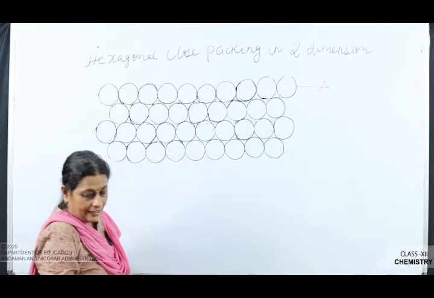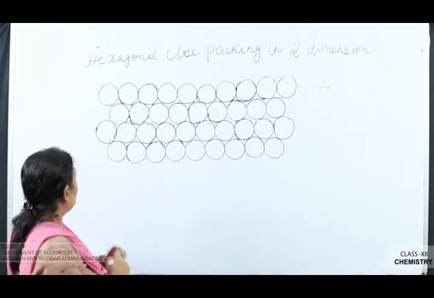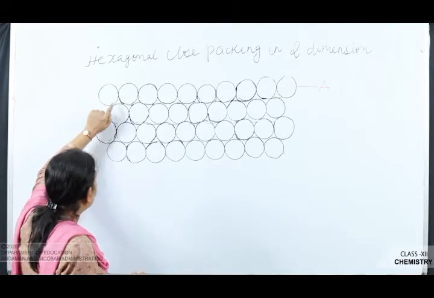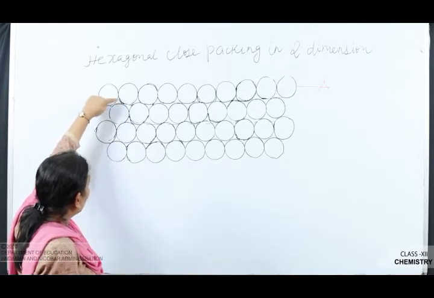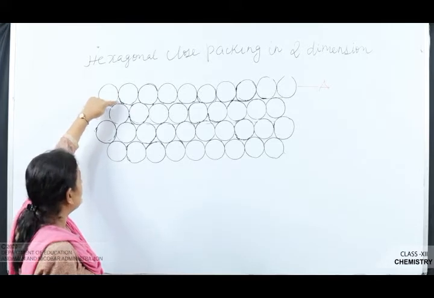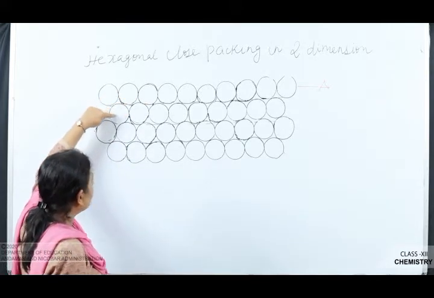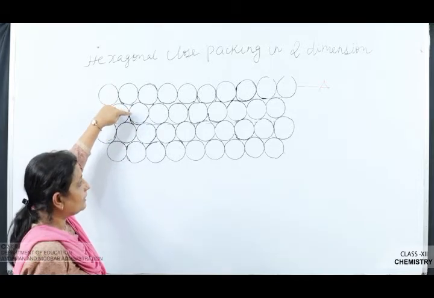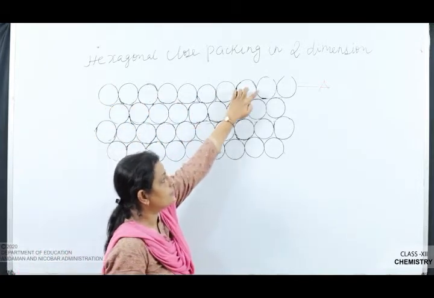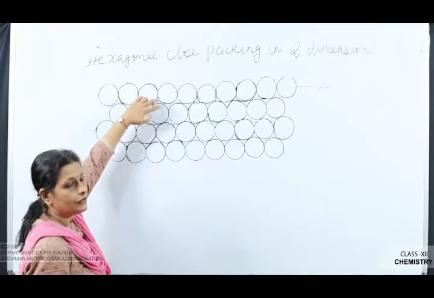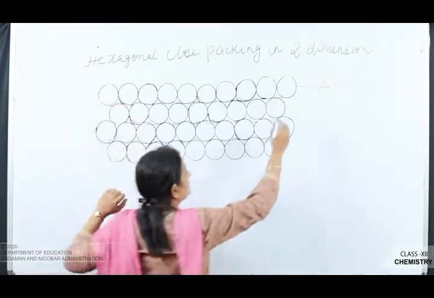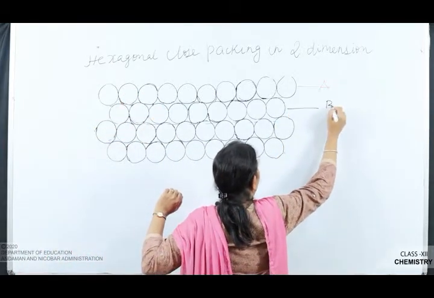Now, see the second layer. The second layer I have arranged in the voids of the first layer, that is, in the gaps of the first layer. Now, the second layer is not identical to the first layer. Is it identical to the first layer? No. So, I am going to name it B.